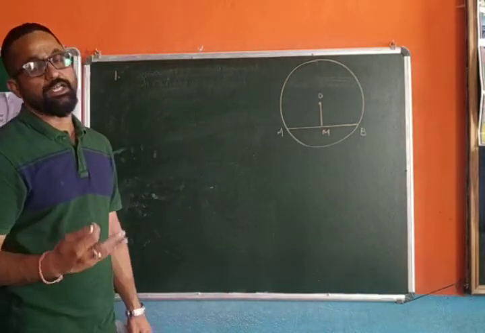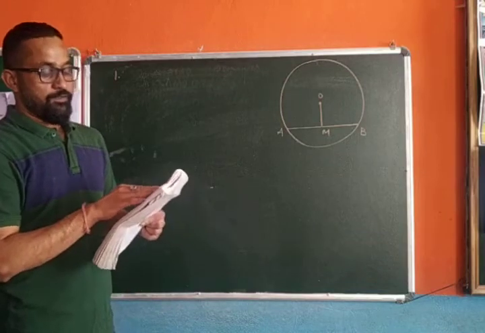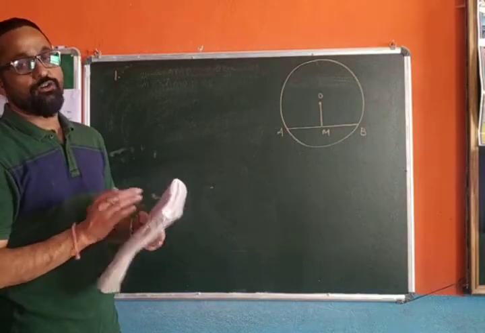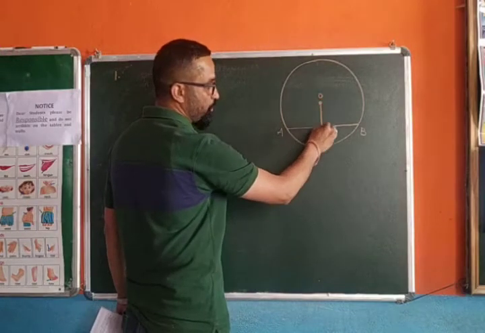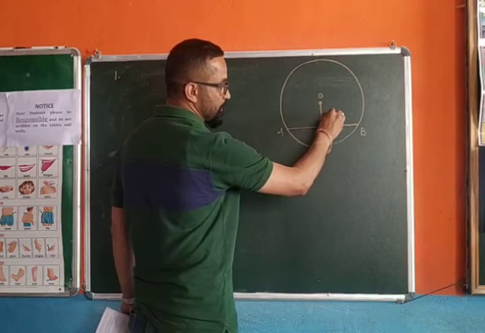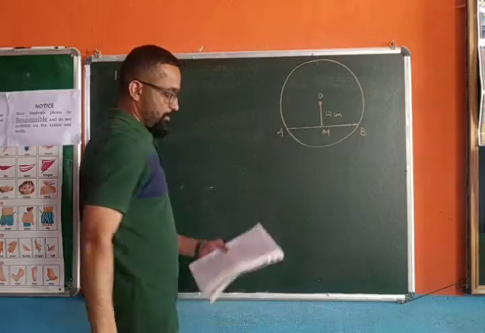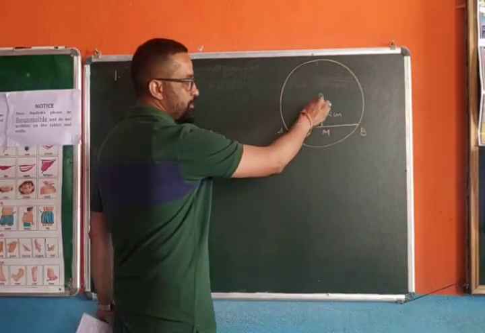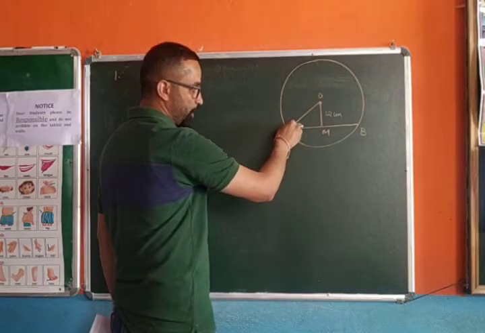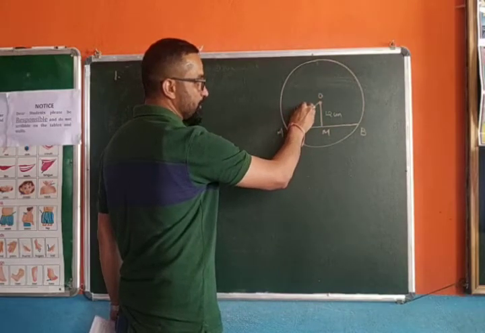Now read it again. Chord is at a distance of 12 centimeter from the center. The distance between chord and the center is 12 centimeter. Circle of radius 13 centimeter. You join AO, 13 centimeter.